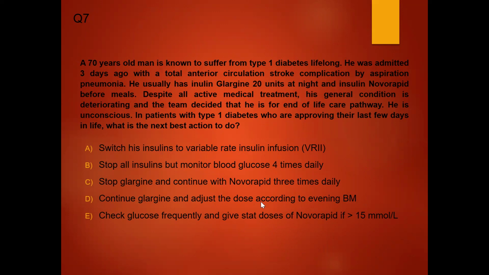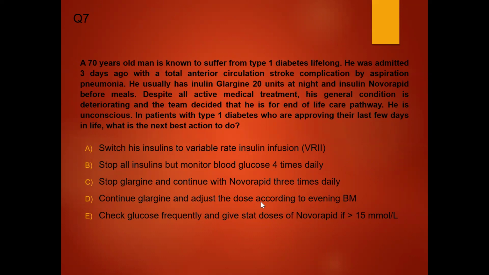Now, he usually has insulin glargine 20 units at night and insulin NovoRapid before meals. Despite all active medical treatment, his general condition has deteriorated, and the team decided that he needs to go on to the end of life care pathway. He is unconscious. In patients with type 1 diabetes who are approaching their last few days of life, what is the next action to do?